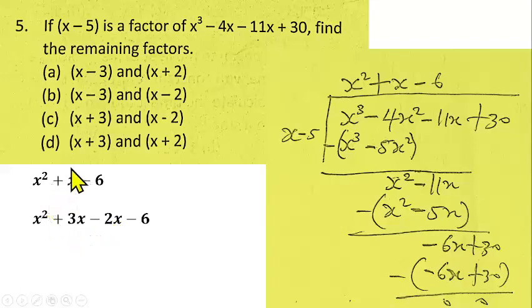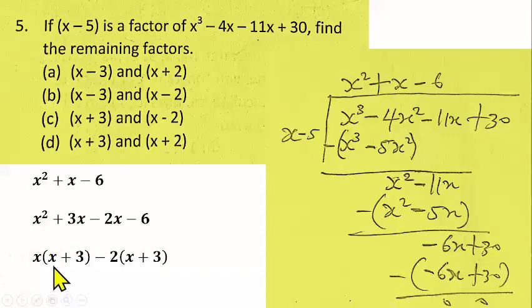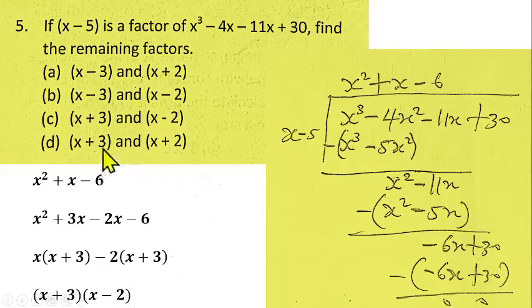So if you replace that here, you'll have x squared plus 3x minus 2x minus 6. Then factorize this: you'll have 3x into x plus 3, minus 2 is common here, you have minus 2 into x plus 3. Then bring this together, you have x minus 2 and x plus 3 as the two remaining factors. So I think option C is the correct option for question number 5.